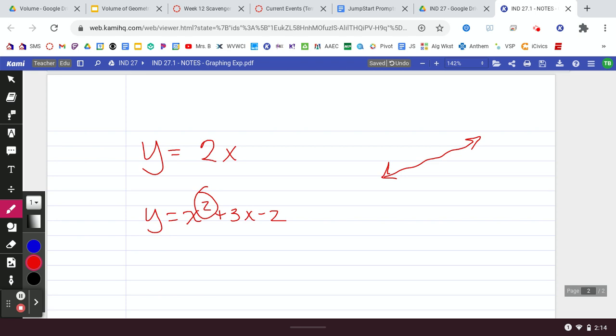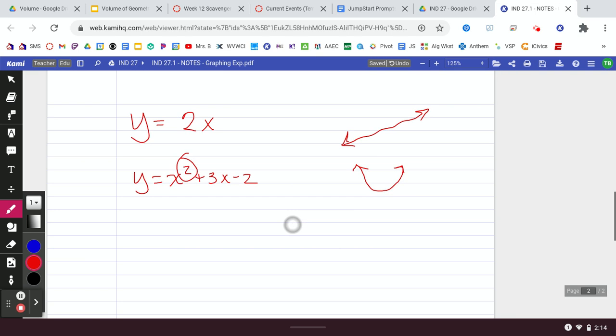Because that's there, what shape is it going to give us when we graph it? What shape does a quadratic give us? Yes, ma'am. A U shape, yeah, parabola or a U shape. You don't have to get fancy with the names. U shape works good for me.